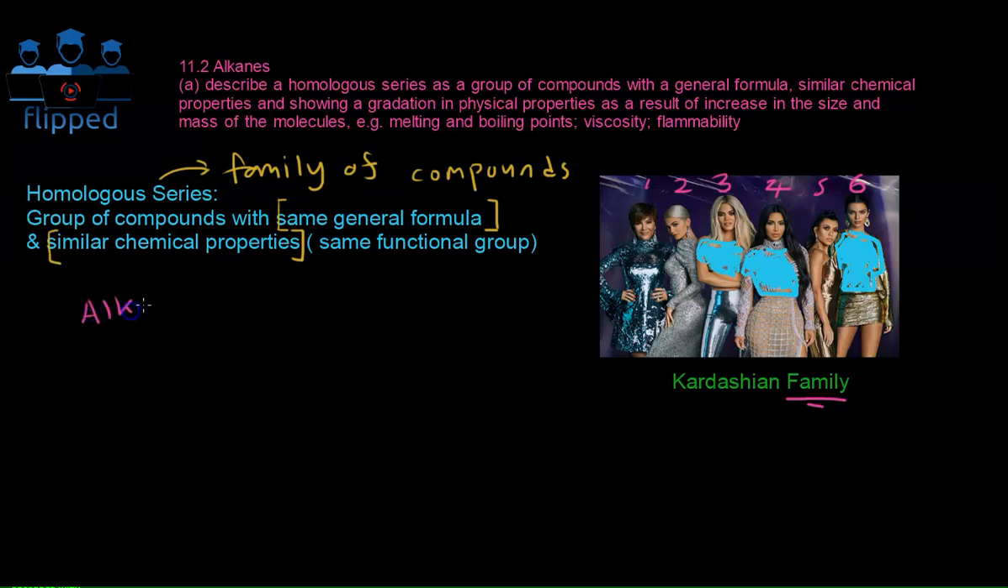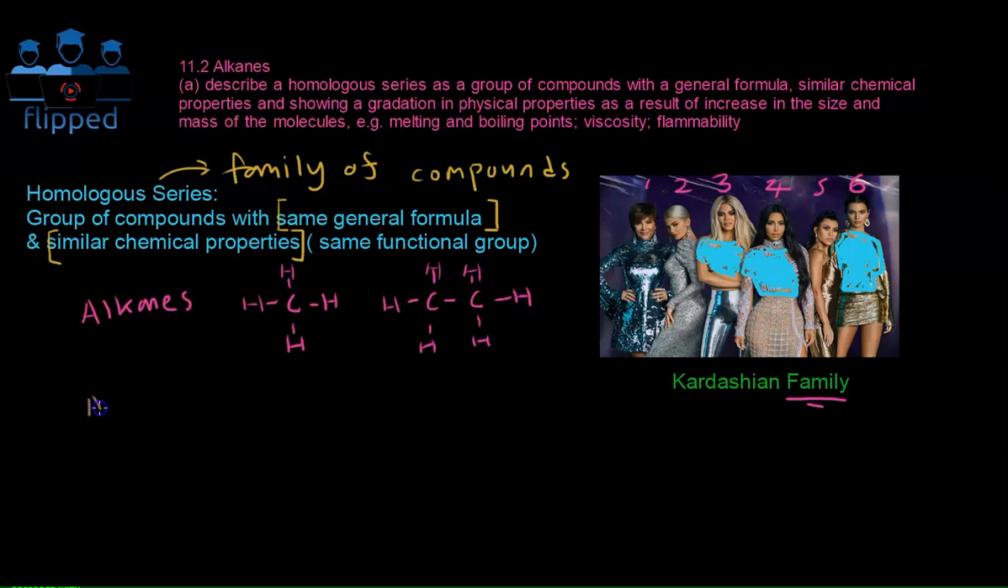First is alkanes. Okay? Alkanes look like this, with a C in the middle and 4 H's at the side. This is its brother, in a sense, with 2 C's and 6 H's at the side. Okay, this is the first family.